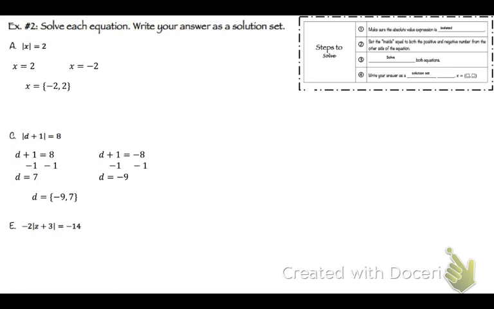Okay, so you have to set it equal to the positive and the negative. Okay, that's the biggest thing. You will always have two answers on absolute values.